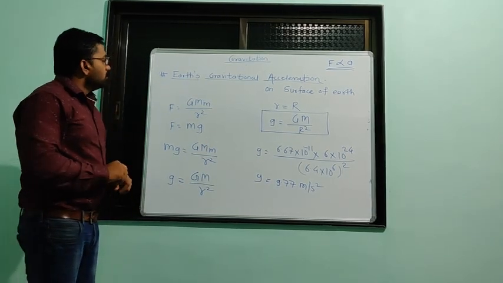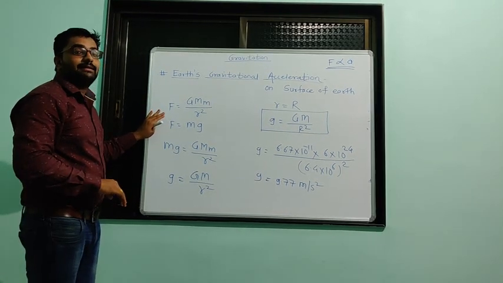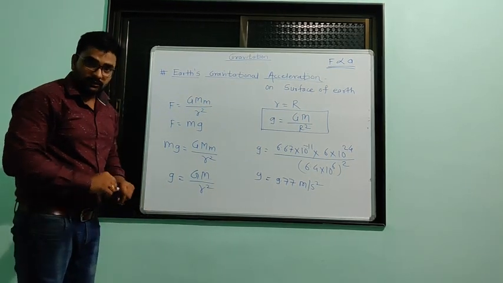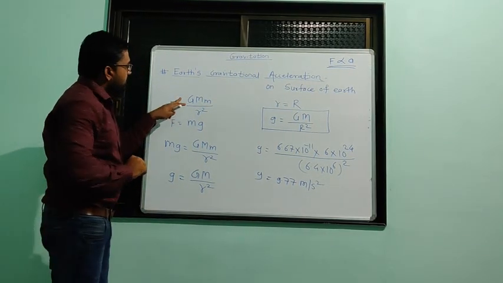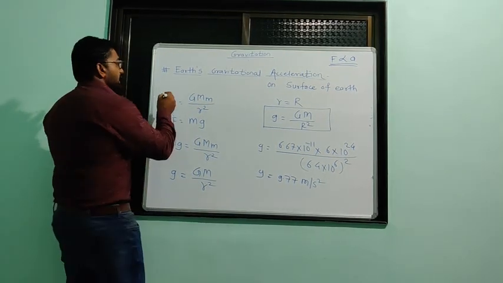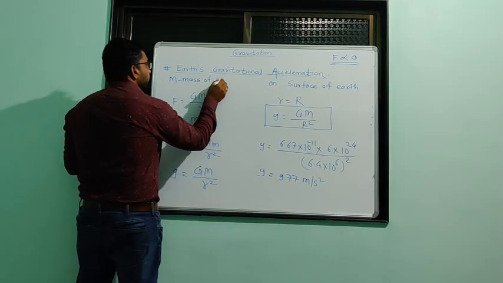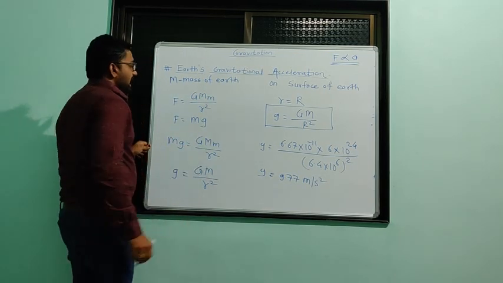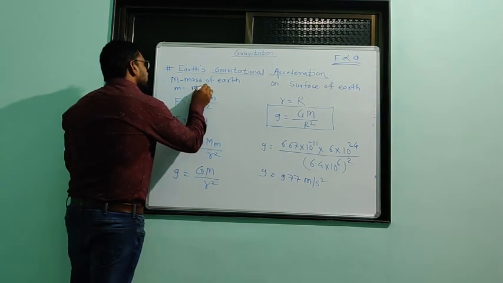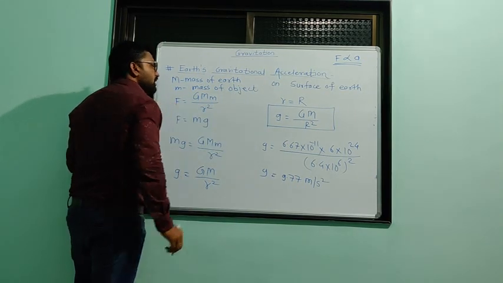Now here we know, according to Newton's law, the force of attraction is given by G capital M small m divided by R square, where G is the gravitational constant, capital M is the mass of Earth, and small m is the mass of the object.